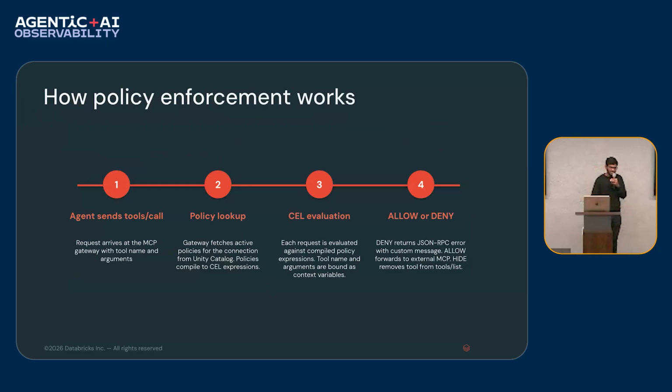So how are these policies actually enforced? On every agent call, when you make a call, we look up the policy and convert that into a CEL evaluation, checking whether the agent actually has access to this information or not. Based on that, as I mentioned, you can deny access, or allow it, or hide the tool and stuff like that as well.